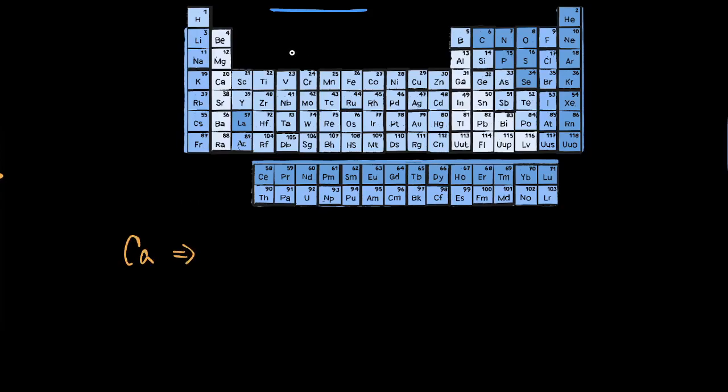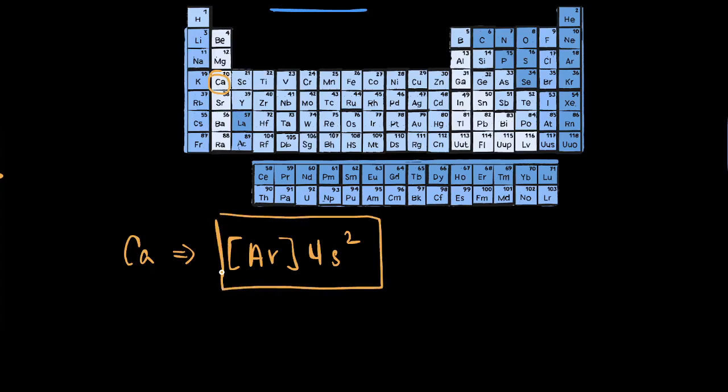Well, again, first let's locate calcium on the periodic table. Calcium is right here. Next, let's find the previous noble gas. The previous noble gas is going to be, well, looking to our left, we see that is going to be argon. So we'll start by writing this in square brackets, argon. And then from there, we will continue on with the electron configuration. So after argon, we move down here and simply get 4s2. And well, this then is going to be the noble gas electron configuration for calcium.